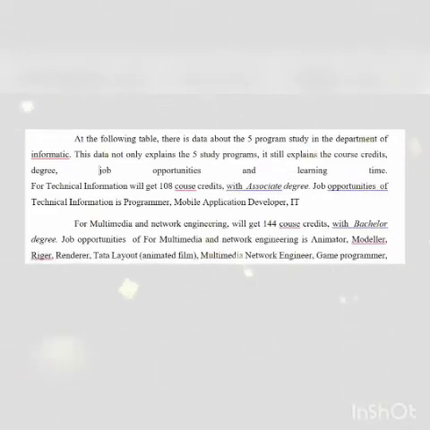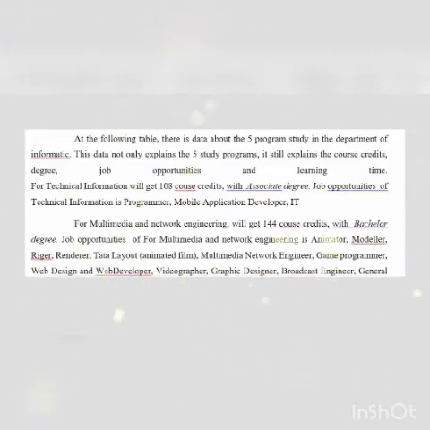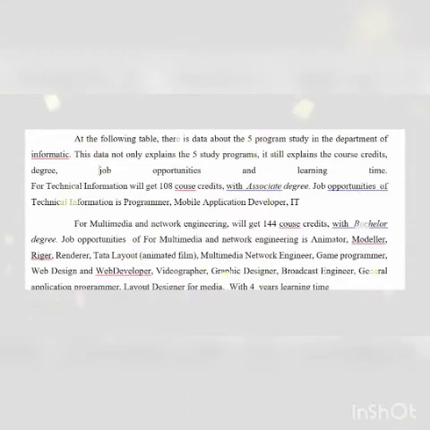For multimedia and network engineering, we'll get 144 course credits with a bachelor degree. Job opportunities for multimedia and network engineering are animator, modeler, rigger, render, layout, multimedia network engineering, games programmer, web designer and web developer, videographer, graphic designer, broadcast engineer, general application programmer, and layout designer for media, with 4 years learning time.